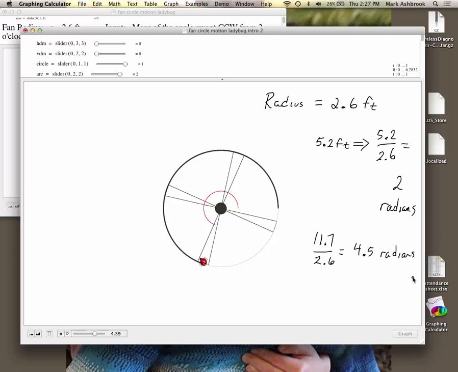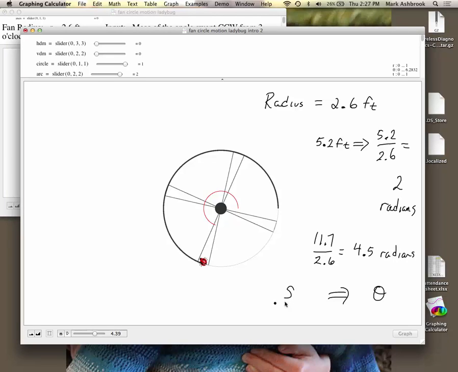How many 2.6s fit in 11.7? How many 2.6s fit into 11.7 feet? That'll tell us how many radius lengths, and the number of radius lengths is the same as the number of radians. So if we just had any arc length, how could we get the corresponding angle in radians? Multiply by the radius length, or divide. Multiply or divide, it works both ways. Divide.